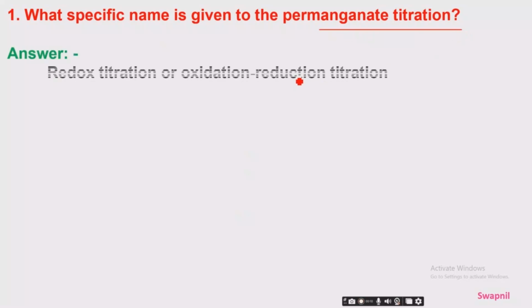First question is, what specific name is given to permanganate titration? So here the answer is redox titration or oxidation reduction titration. In permanganate titration, oxidation and reduction reactions take place, so the name is redox titration.